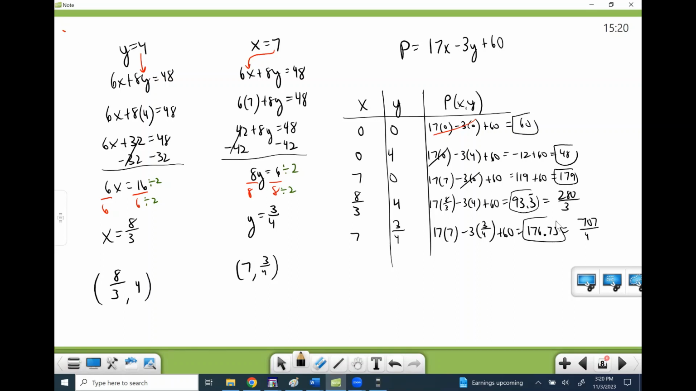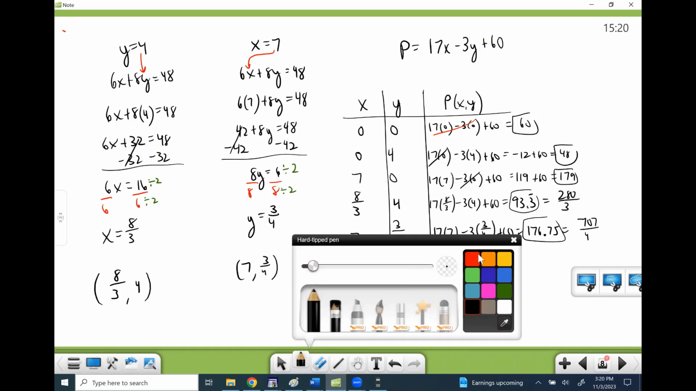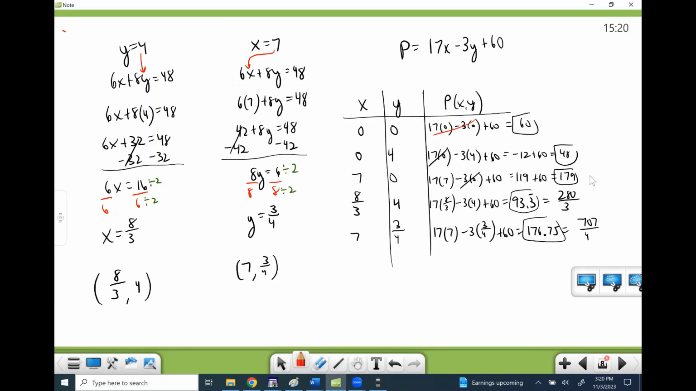Okay. All right. So we're looking for the thing that maximizes it and minimizes it, right? So the maximum is 179, and that's going to happen at 7, 0. The smallest that this is, looks like 48 is the smallest, and that's going to be at 0, 4. So let's go ahead and write a nice little summative sentence here.